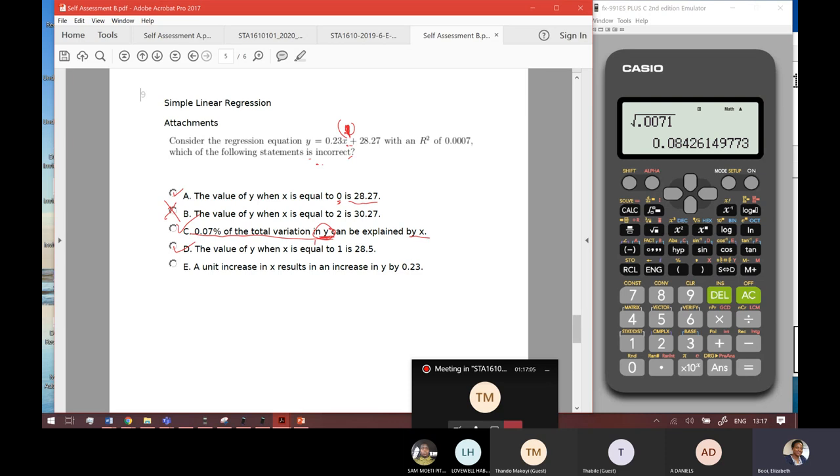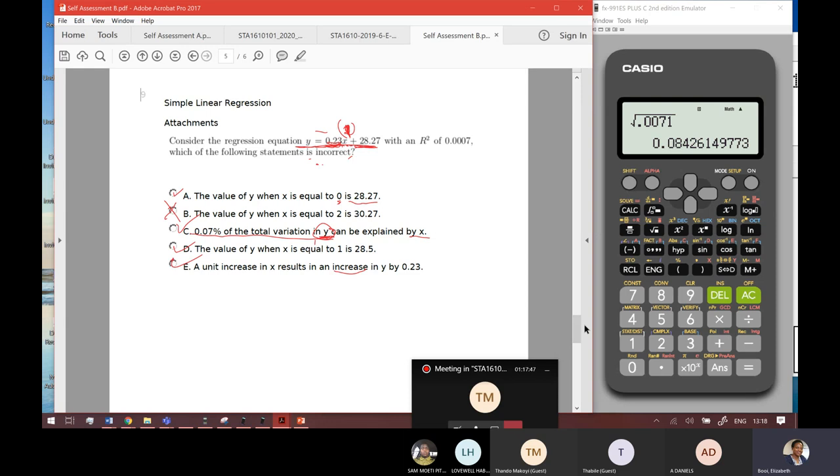And the last one says when the unit increases, the other one increases by. So we know that when we add a unit increase, it means when we add one, it will increase by that number because the number is positive. If this was negative, it would say it will decrease by 0.23, because if I add 0.23, it will decrease the value of your y. Remember, we're calculating the y. It will decrease if the answer for this one was negative. But since it's positive, the value of y will increase by that number. So that is correct.